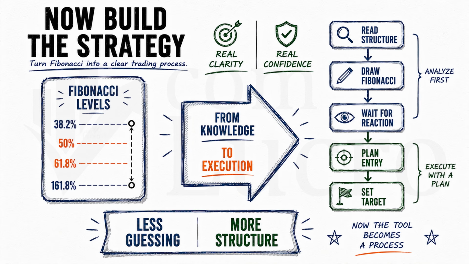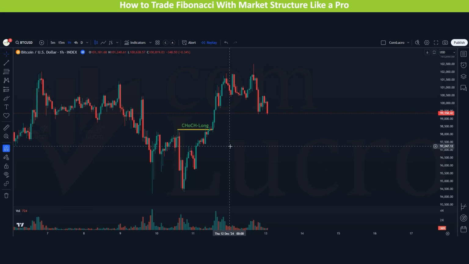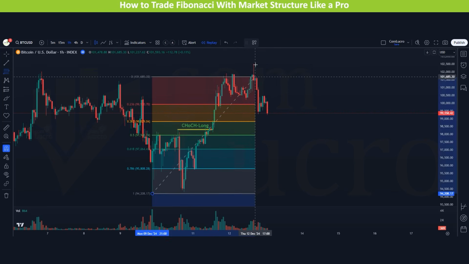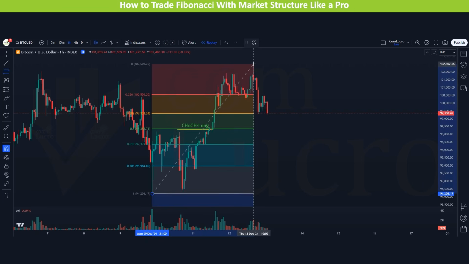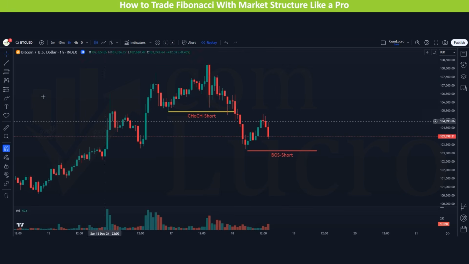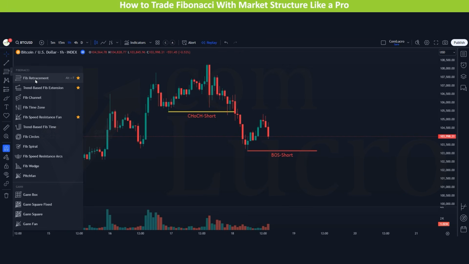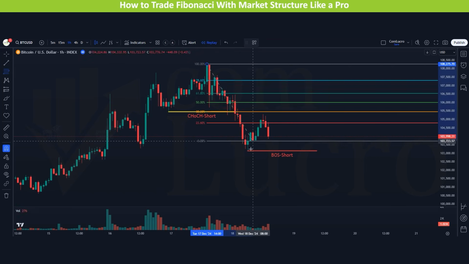Now, let's jump straight into the strategy and see how it can sharpen your trading with real clarity and confidence. We'll start with the Fibonacci retracement. Open your chart on TradingView and grab the retracement tool. For bullish moves, connect the low to the high, keeping 100% at the starting point and 0% at the end. For bearish moves, simply flip it, 100% at the top, 0% at the bottom.